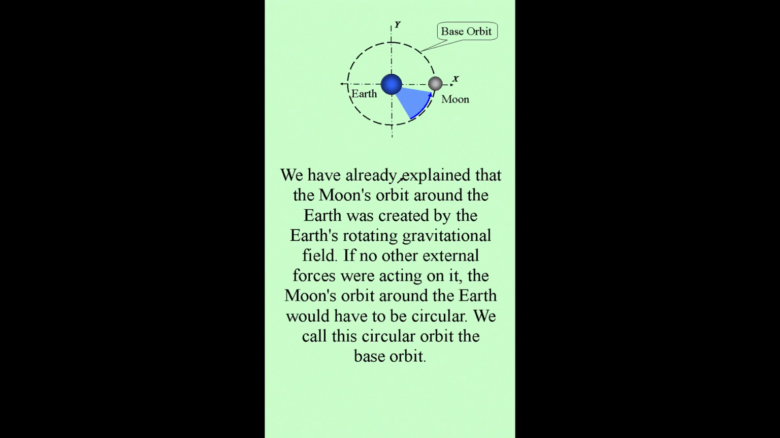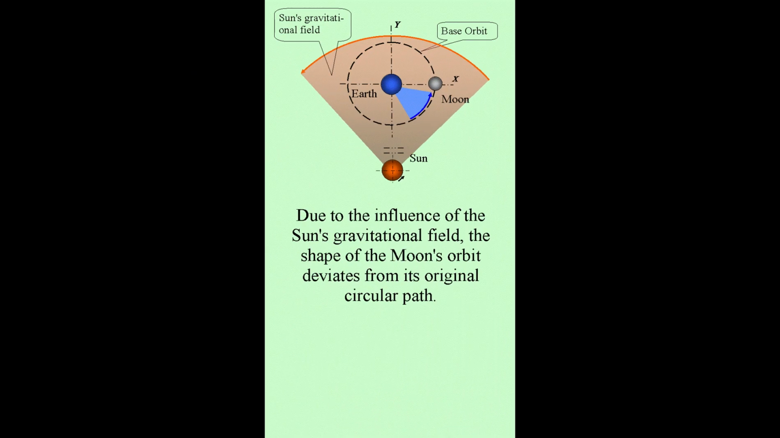We have already explained that the Moon's orbit around the Earth was created by the Earth's rotating gravitational field. If no other external forces were acting on it, the Moon's orbit around the Earth would have to be circular. We call this circular orbit the base orbit. Due to the influence of the Sun's gravitational field, the shape of the Moon's orbit deviates from its original circular path.